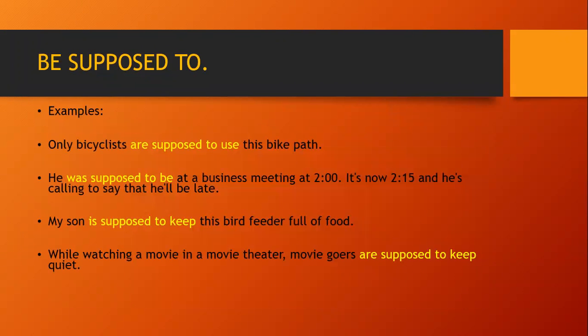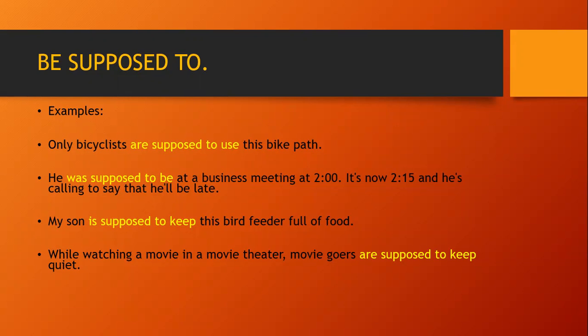For example: Only bicyclists are supposed to use this bike path. He was supposed to be at a business meeting at 2. It's now 2:15, and he's calling to say that he'll be late. My son is supposed to keep this bird feeder full of food. While watching a movie in a movie theater, moviegoers are supposed to keep quiet.